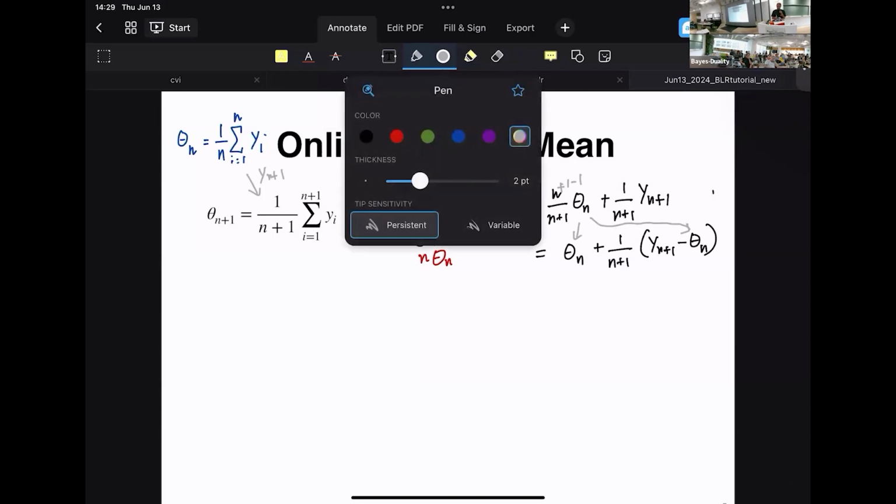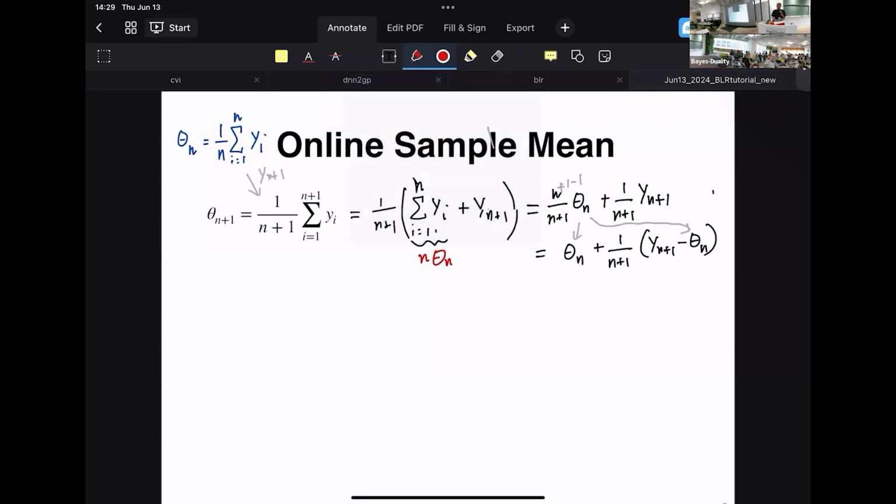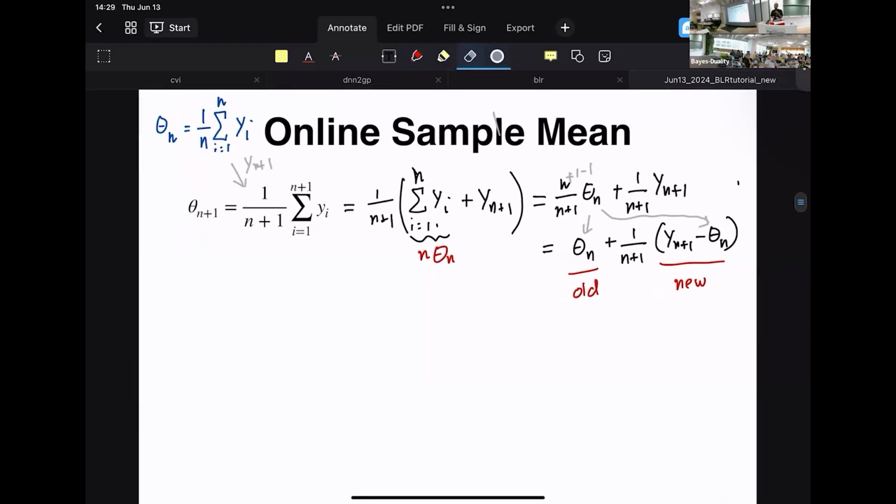In one form, you would think of this one as old, and this one as new. But you could also say that I would do a weighted sum, so you could maybe call this one old and this one new. But it doesn't seem that satisfying, so I'm not going to do that, and maybe later on it'll make more sense. But does this make sense? Does it remind you of any algorithm that you know?